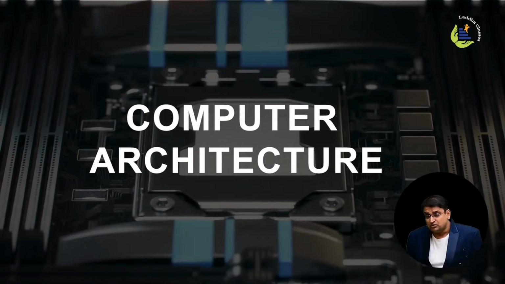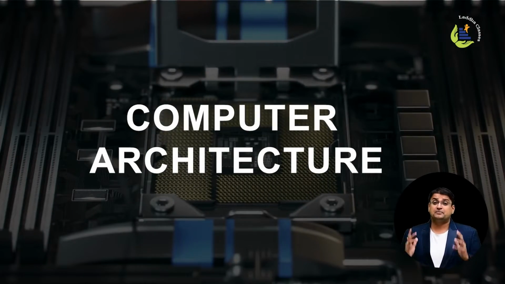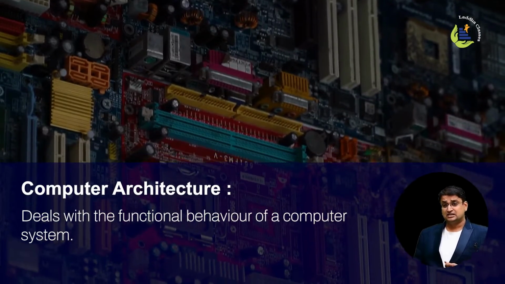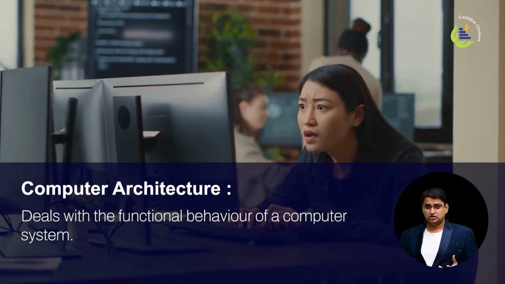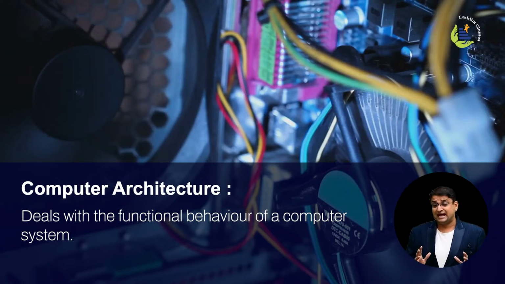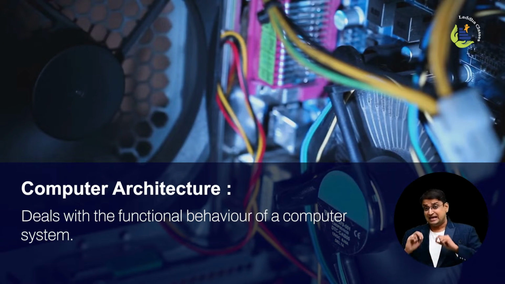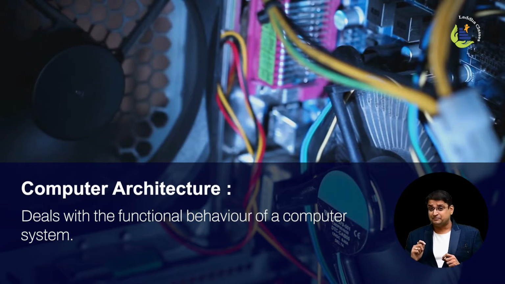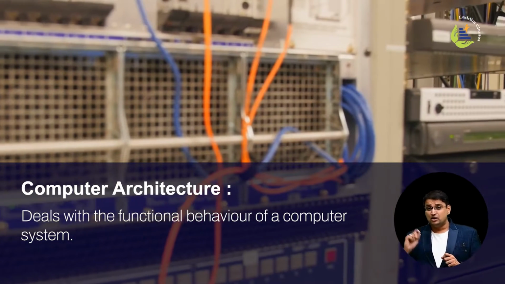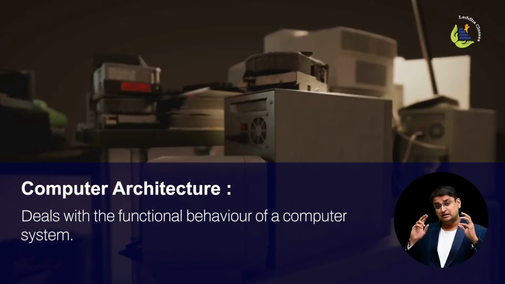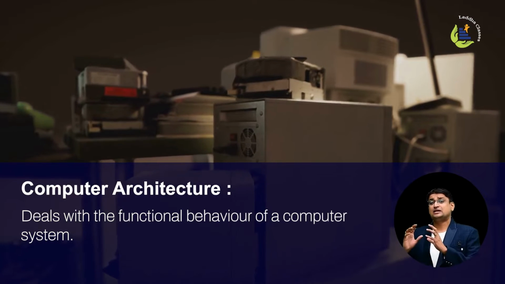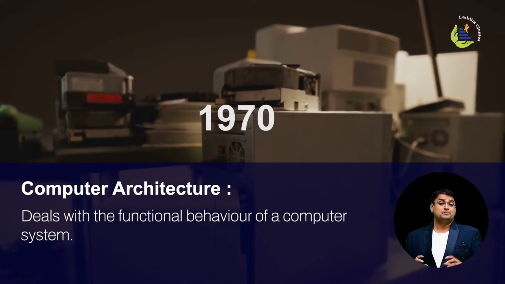In this video, we will understand computer architecture. Computer architecture deals with the functional behavior of a computer system as viewed by a programmer. It can also be described as the logical structure of the system unit that housed electronic components. The computer architecture forms the backbone for building successful computer systems. The first computer architecture was introduced in 1970.